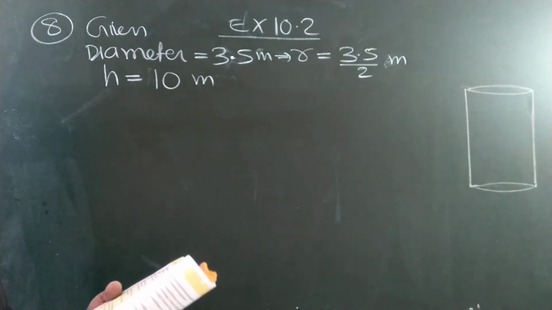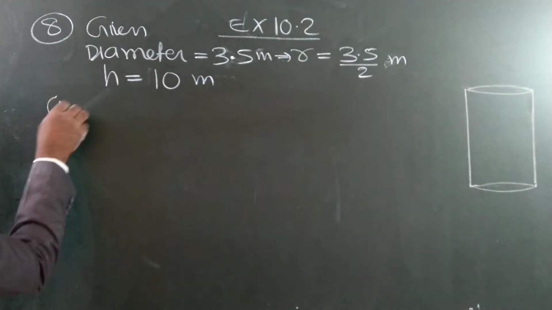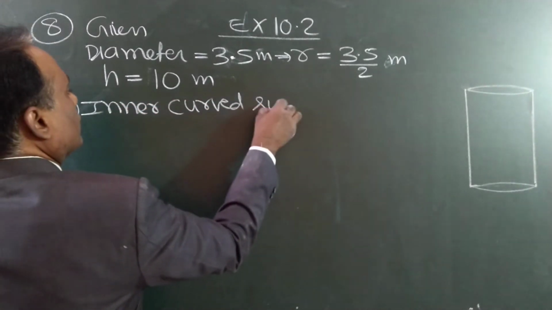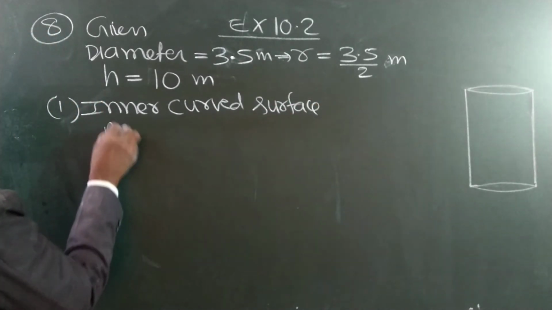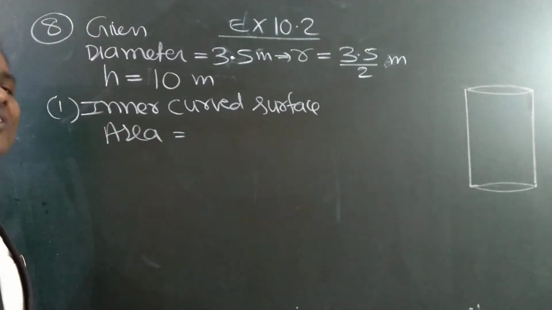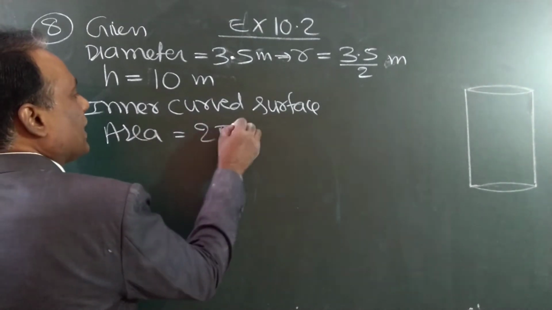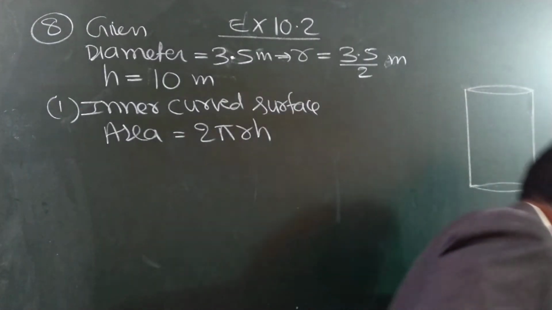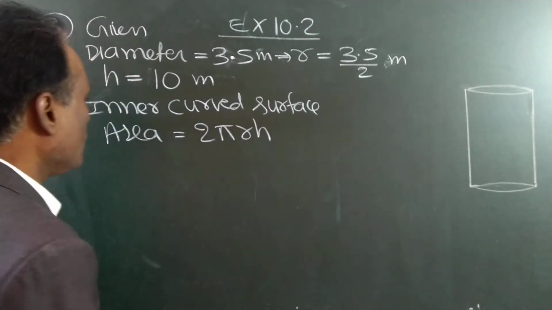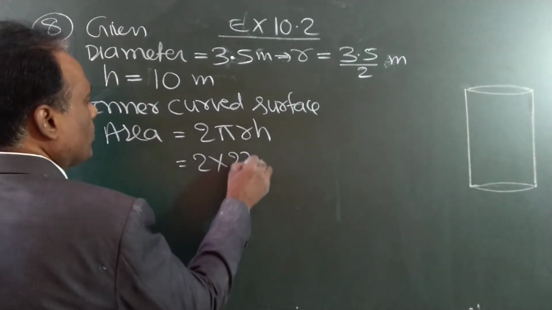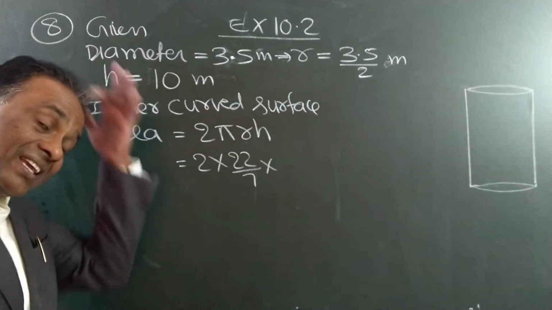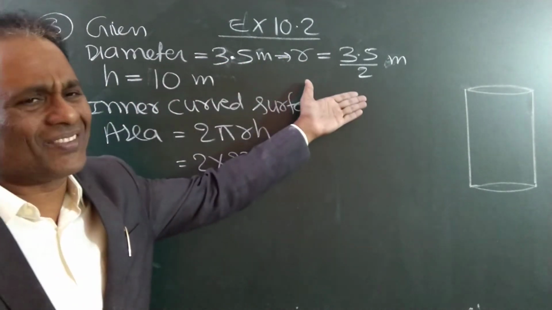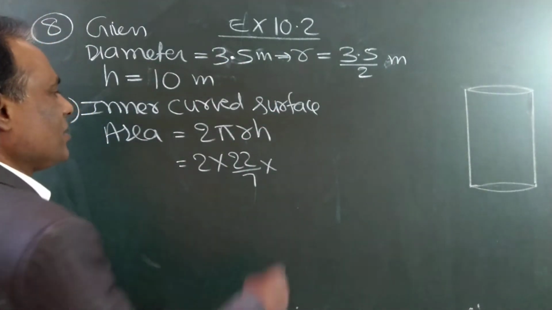Direct problem. The question is, what is the inner curved surface area? The curved surface area formula for the cylinder is 2 pi RH. So 2 into pi, which is 22 by 7, into R, the radius. What radius? Inner, because inner is asked, so inner radius. The given data is the inner radius only, 3.5.